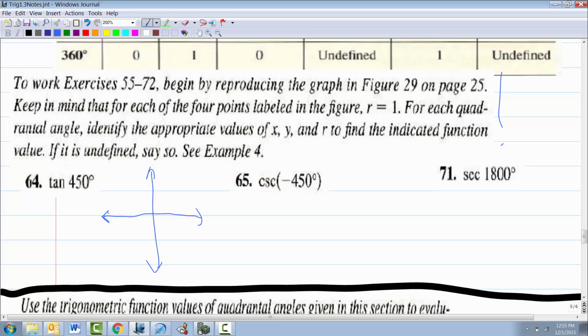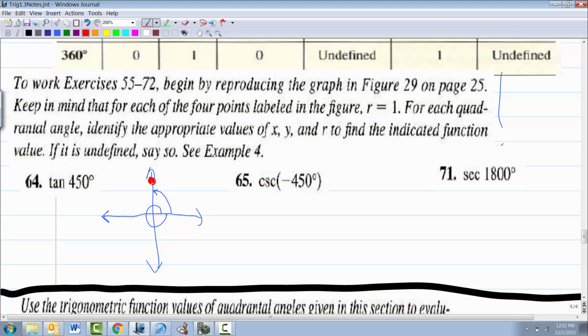What's 450? Which way do I have to go, by the way? Clockwise or counterclockwise? It's counterclockwise. What have I done right now? I've done 360. How much more do I have to do? 90. So here's that move. I'm right here. I'm supposed to find the tan of this. Boy, I wish I had a... Anyone?